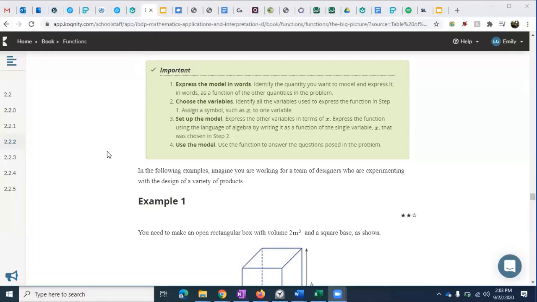Then number 3, we're going to set up the model. We'll express the other variables in terms of X. So I might start with many variables, but I'm trying to get to the place where everything is written as what happens to X. Then number 4, we'll use the model. That's going to be a way to answer the questions posed in the problem, or a way to find a solution to whatever we're looking for.